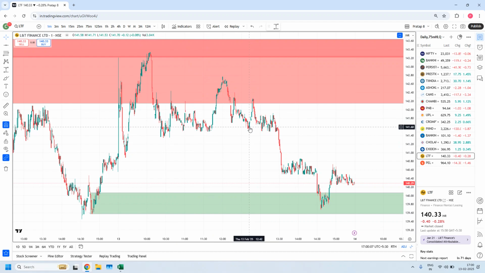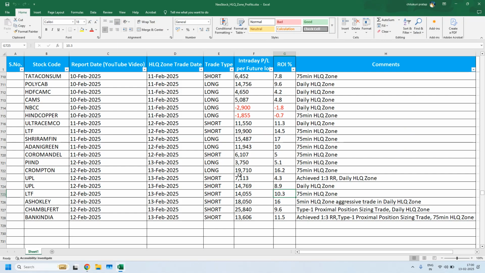Probably I should improve my psychology, human psychology. Do I really need to improve or not? By seeing this data, we need to reintrospect. That's it. Okay, this is about LTF. What all have we discussed: PID, Crompton, UPL, LTF.